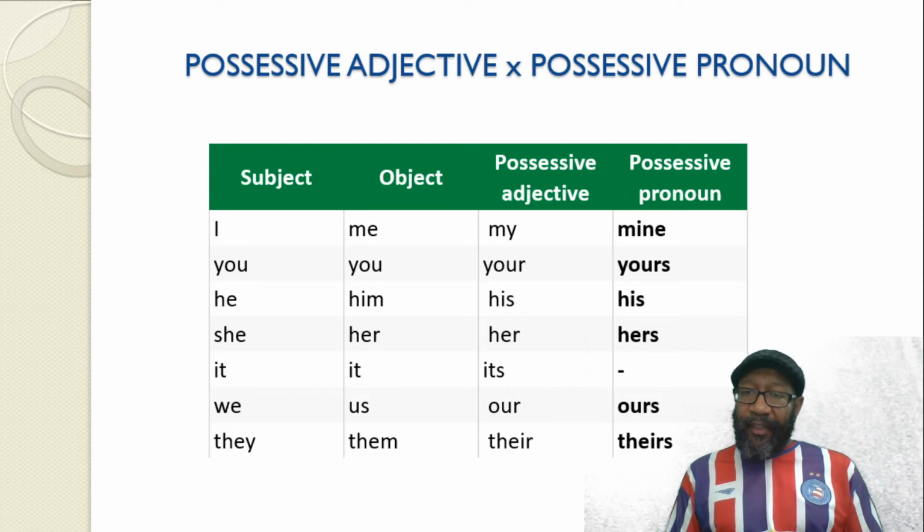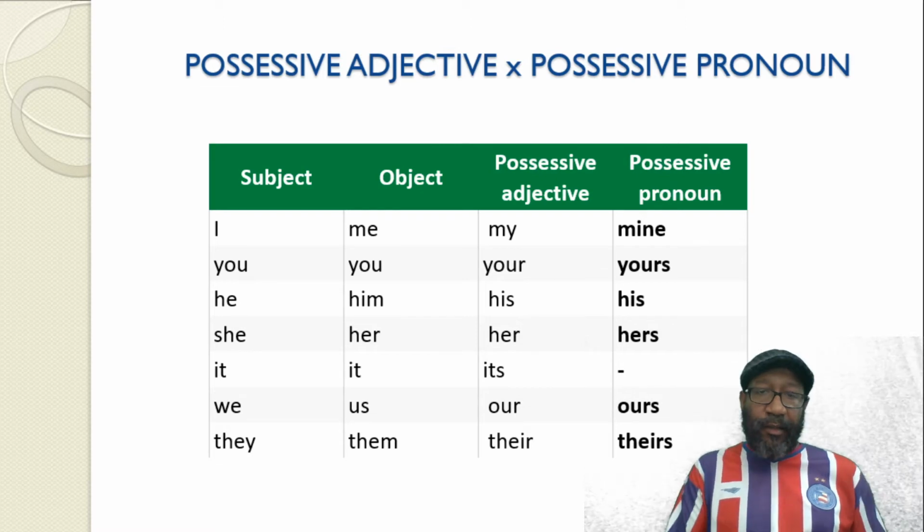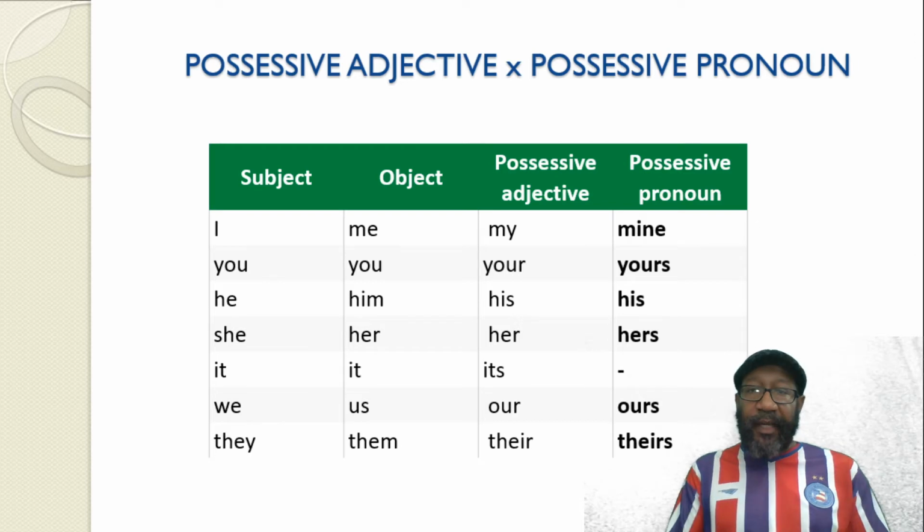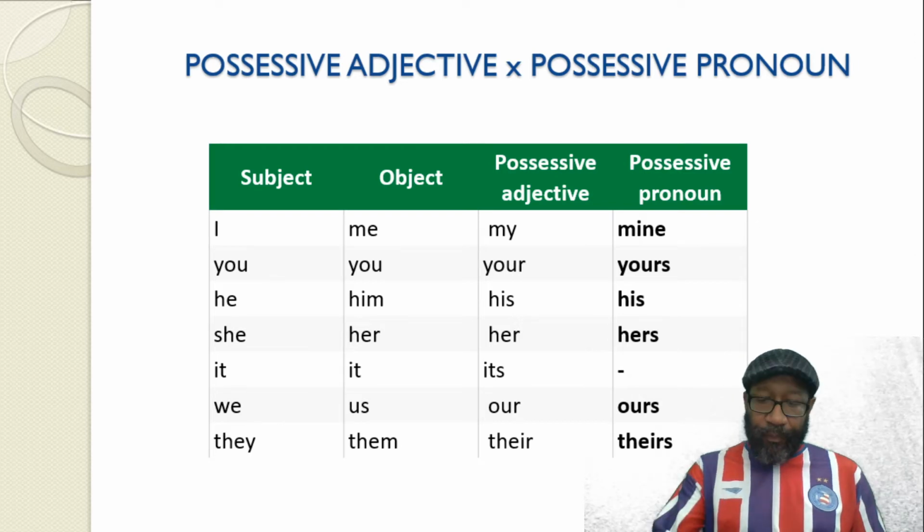And the possessive pronouns: mine, yours, his, hers, ours, and theirs. Most of the times they appear at the end of the sentence after a verb, right? We're going to see some examples for you to check. So you can make this connection between the subject pronoun and the possessive adjective, and the object pronoun and the possessive pronoun. Here we go.